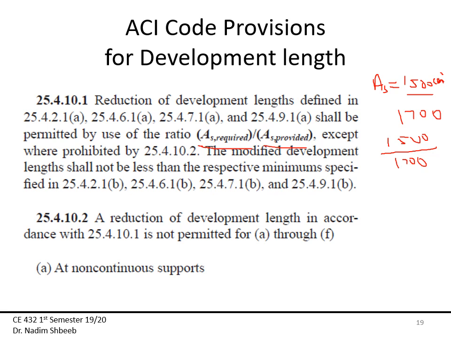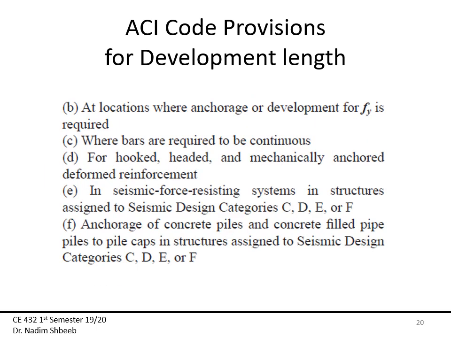Where it is not permitted to use that is where I have non-continuous supports, which is usually at the ends, locations where anchorage is actually required, which is usually at the critical sections. Bars are required to be continuous, well, since they're continuous, then I cannot use that as well. If I have hooks, headed, mechanical anchor, or deformed reinforcement, I cannot use that as well. The last two are related to seismic analysis, which we are not going to get into in this class.